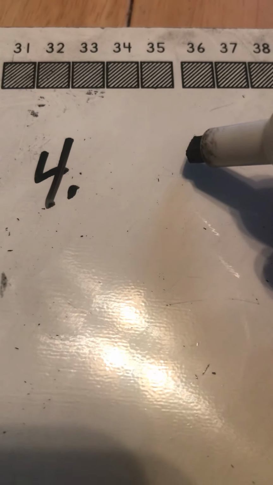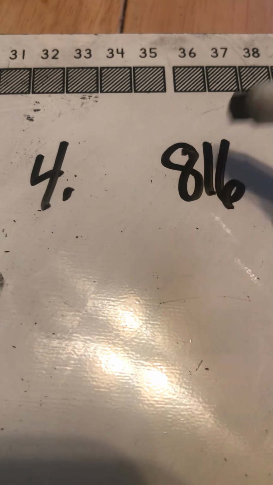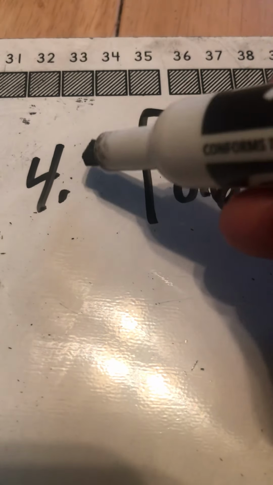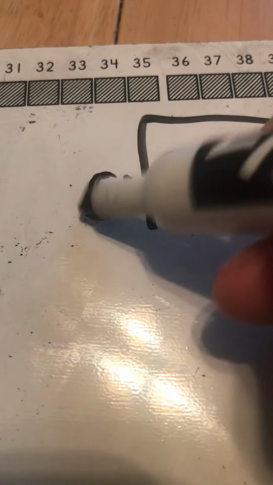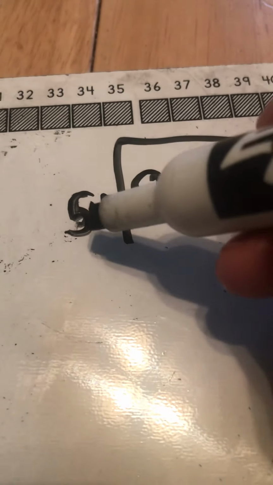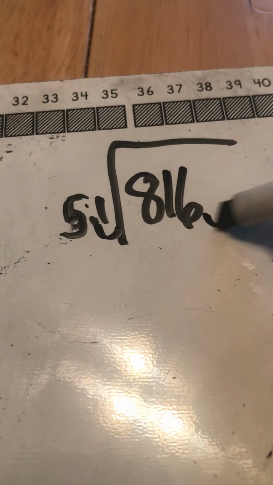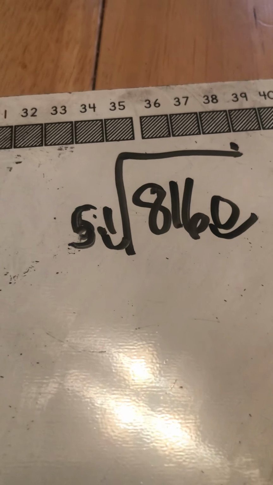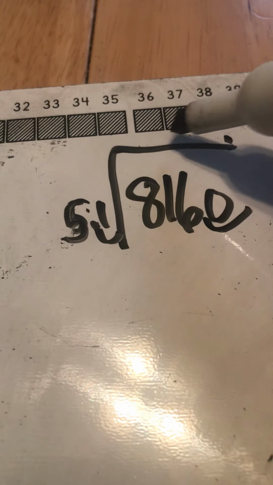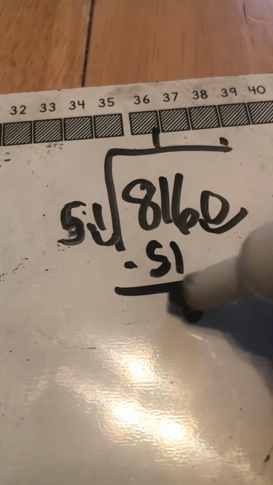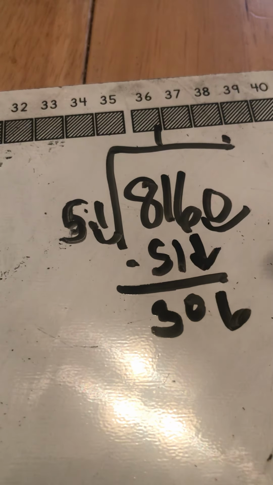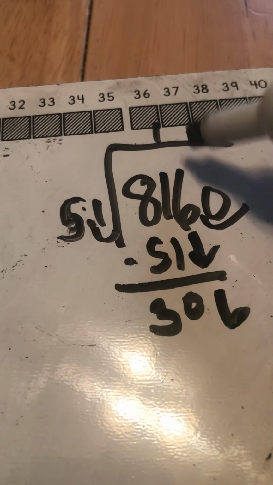All right, number 4. We have 816 divided by 5 and 1/10. We don't want the number 4 there to confuse you, but we want to make sure it's still there. So we're going to move our decimal one time, get rid of it, move it one time over here, and bring it straight up. So now we have 51 goes into 81 once. 1 times 51 is 51. You subtract and get 30, which is great because 30 is less than 51. Bring down our 6. Now, how many times do you think it goes into 306?